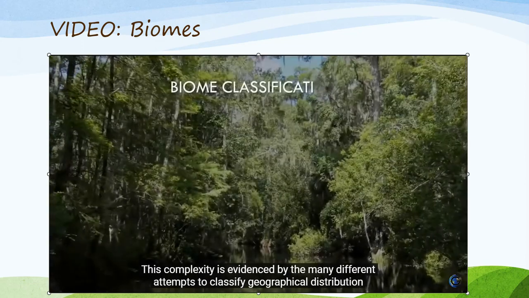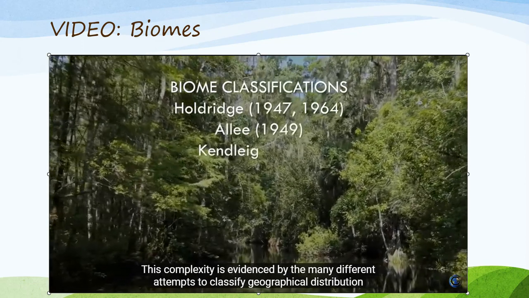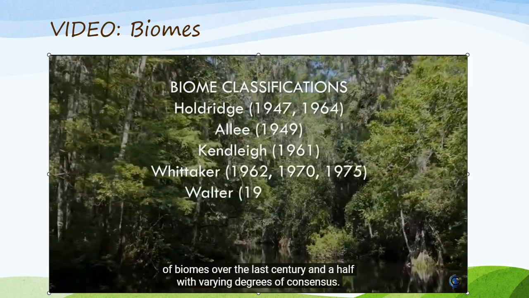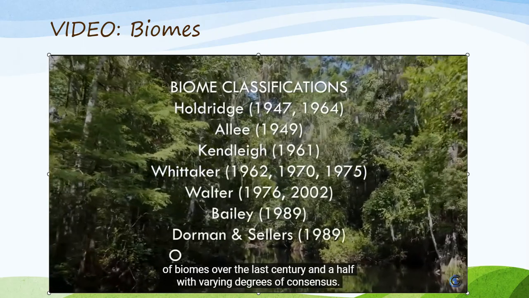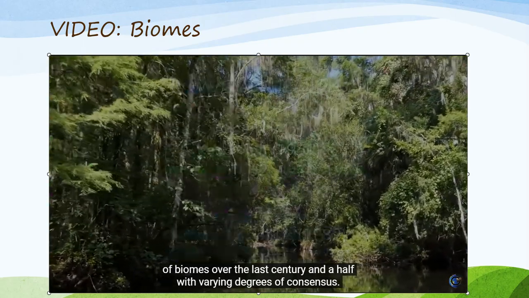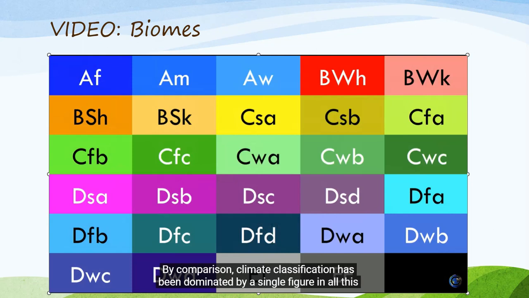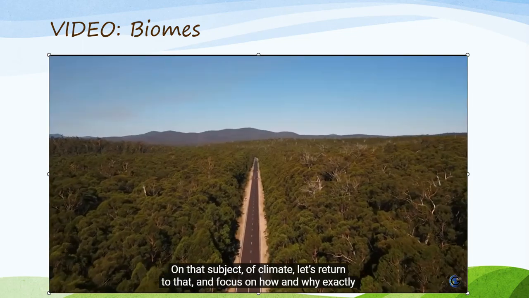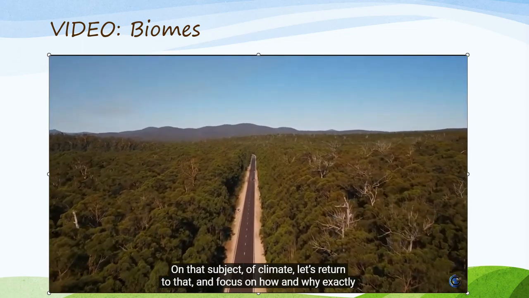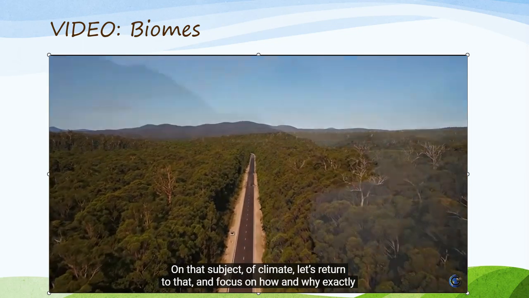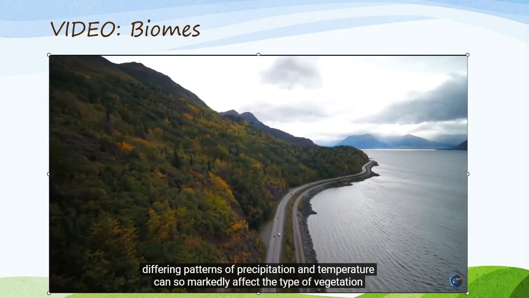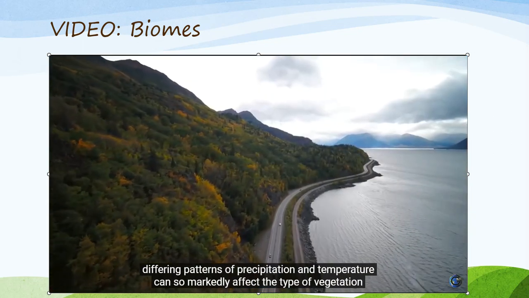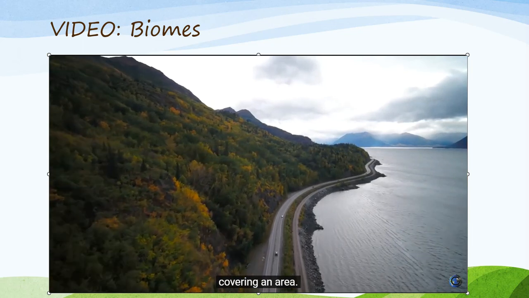This complexity is evidenced by the many different attempts to classify the geographical distribution of biomes over the last century and a half, with varying degrees of consensus. By comparison, climate classification has been dominated by a single figure in all this time, Vladimir Koppen. On that subject of climate, let's return to that and focus on how and why, exactly, differing patterns of precipitation and temperature can so markedly affect the type of vegetation covering an area.